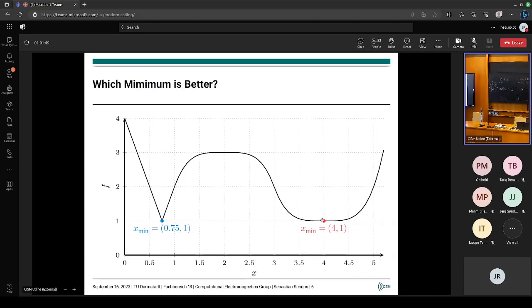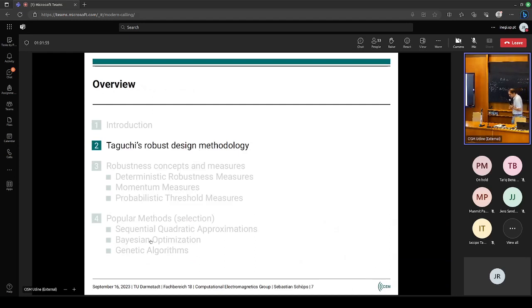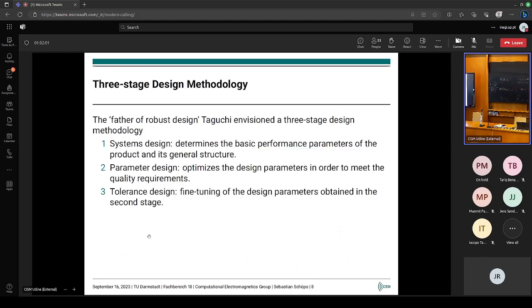Agreed, right? Because if you have variation in this parameter x, this remains good, right? But that will fail immediately, quite badly. So this whole story of robust optimization goes back to Taguchi's robust design methodology. He's considered like the father of robust design. He distinguished between 3 steps of design: system design, parameter design, and tolerance design.